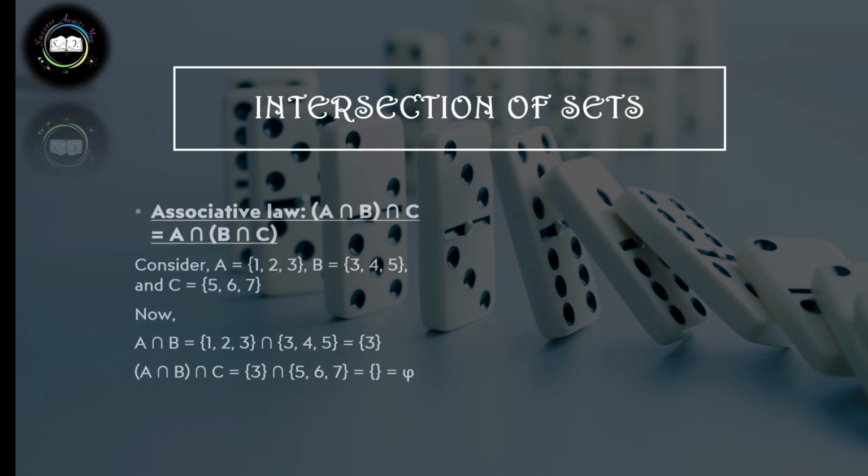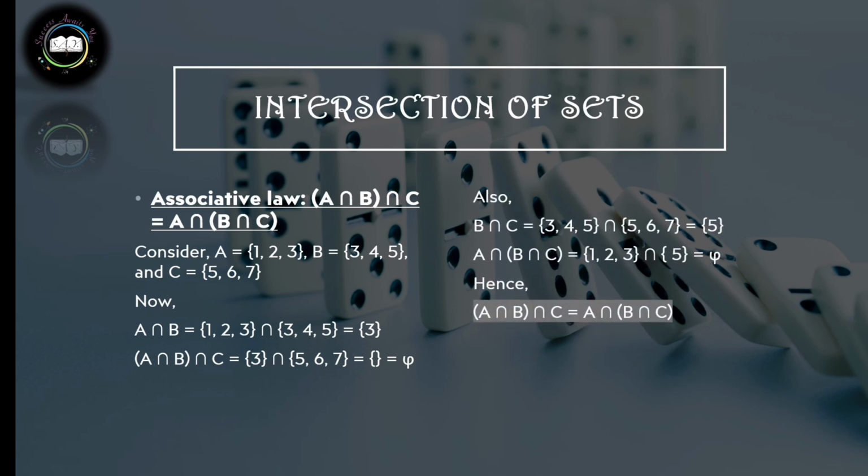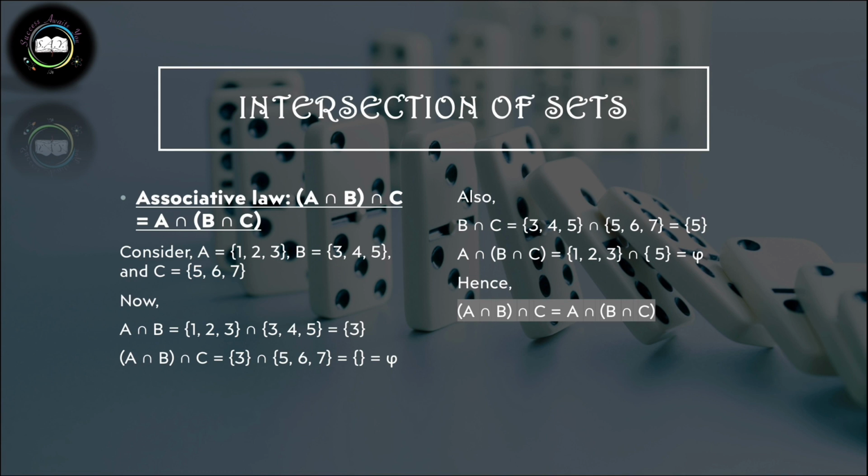Second law or property is the associative property, which can be written as (A intersection B) intersection C is equal to A intersection (B intersection C). Let's solve an example to get a better grip on it. Take three sets, A equals {1, 2, 3}, B equals {3, 4, 5}, and C equals {5, 6, 7}. First consider the left-hand side and solve. A intersection B. The common part is only 3. Then take intersection of the whole, that is, (A intersection B) intersection C. There is no common part now, so the answer will be a null or an empty set.